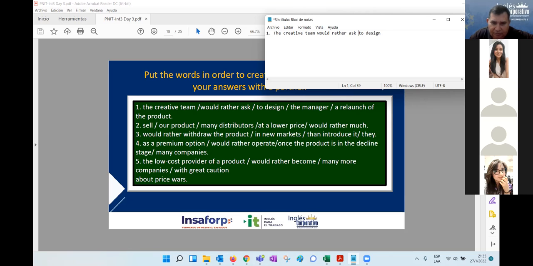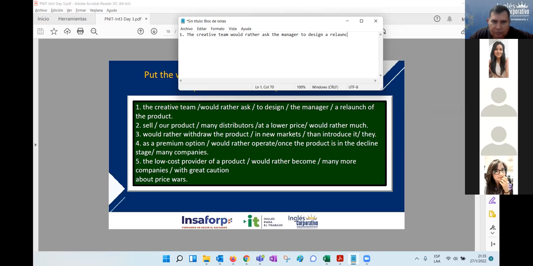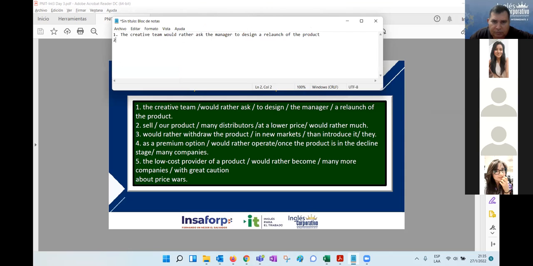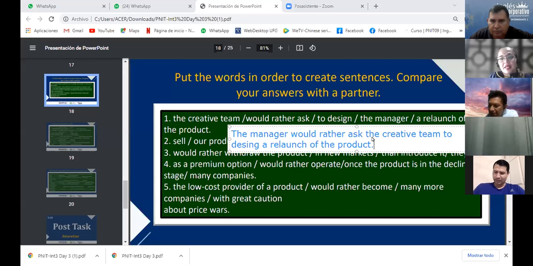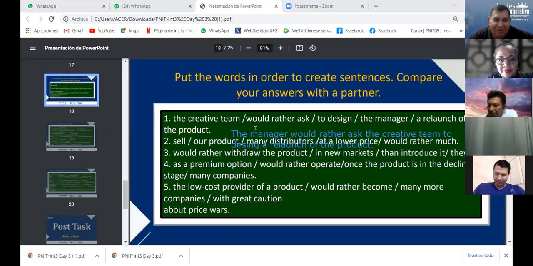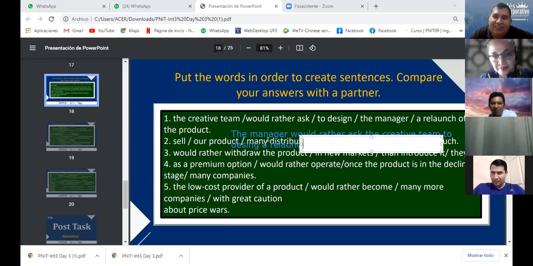Ask the manager to design a relaunch of the product. A relaunch of the product. Okay. I believe that is right, the structure. Okay, in this moment, what? You're right, teacher? Yes, of course. Some people are saying the creative team would rather ask the manager to design a relaunch of the product, but you are more logical. Yes, more logic. Thank you, Chef. Exactly.